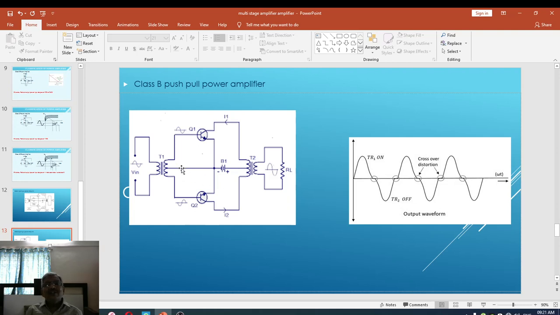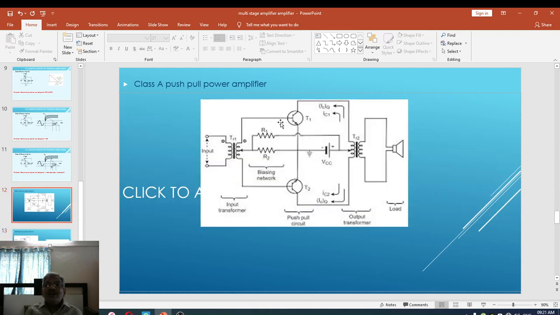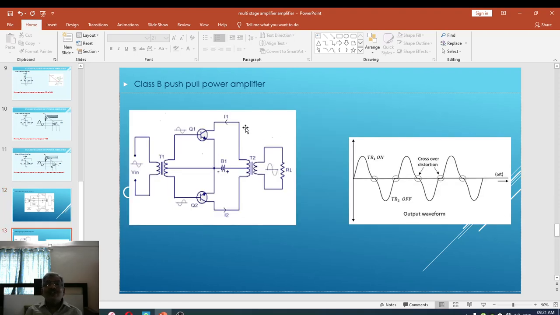Look here. No resistances R1 and R2 are present. I will show you again. Here R1 and R2 are present. They are absent only in the case of the Class B push-pull amplifier. VCC is present, no doubt about that, but the combination of R1 and R2 that forms the resistor biasing arrangement in the Class A power amplifier is absent here. Due to that absence, the operating points of both power transistors Q1 and Q2 are adjusted at the cutoff point.